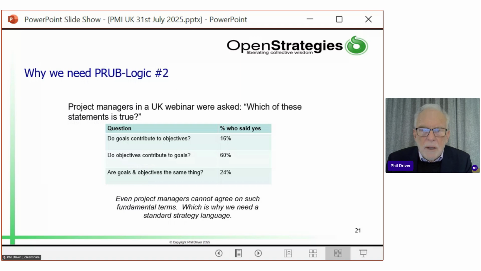And here's another one. A couple of years ago, I did a webinar for 2 project managers in the UK, and I asked them these questions. I'll just let you have a look at that little image in the middle there. So even in a disciplined sector like project management, words like objectives and goals mean different things to different people. So even in this sector, we need better language.